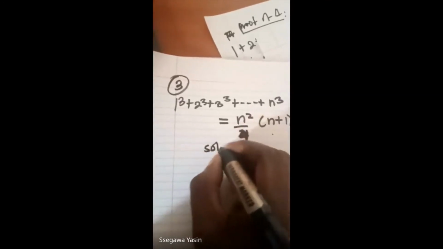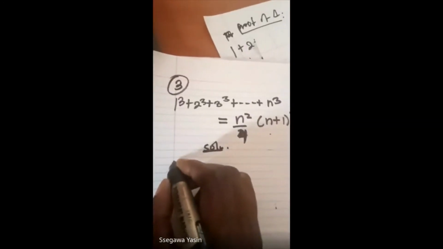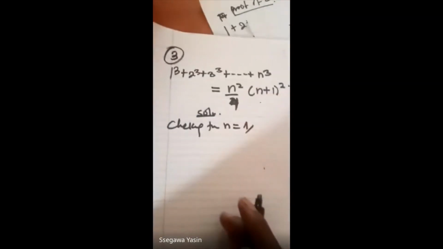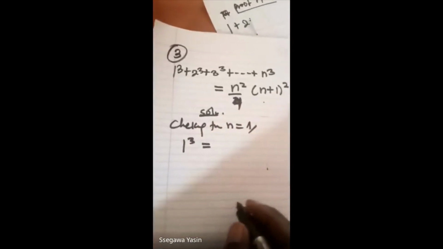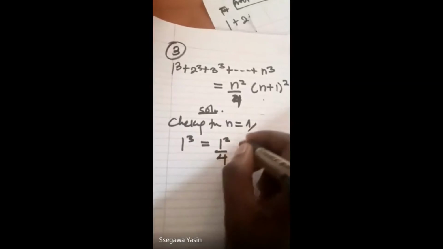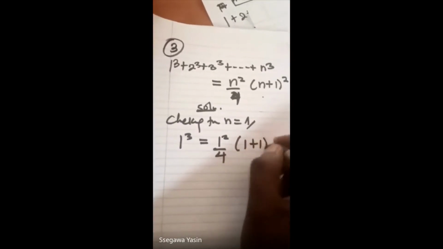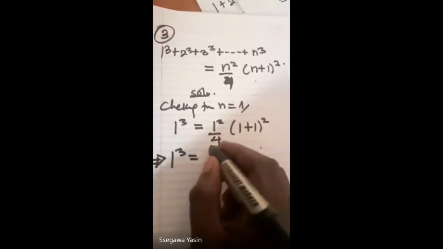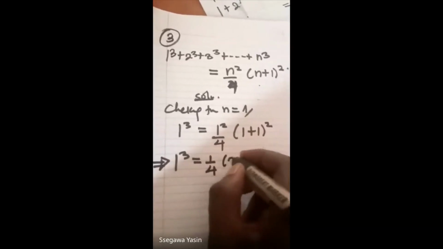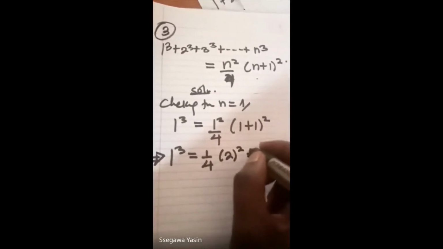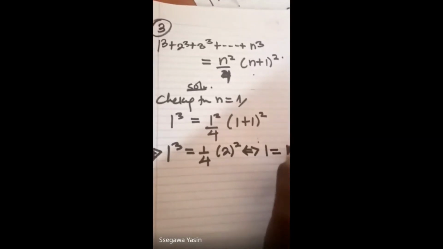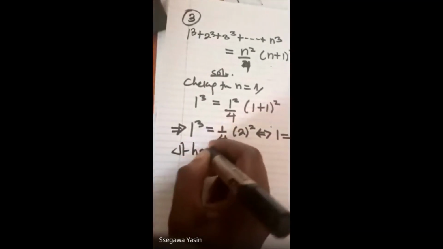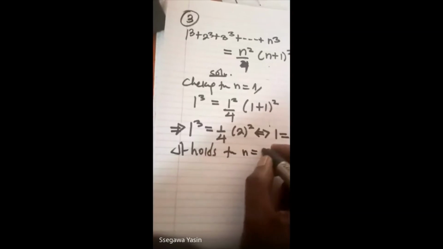So checking for n is equal to 1, it implies that I have 1 cubed equals 1 squared over 4 into 1 plus 1 squared. Meaning that I'm going to have 1 cubed equals 1 over 4 into 2 squared. What does it mean? It implies that I have 1 is equal to 1. So it holds. It holds for n is equal to 1.